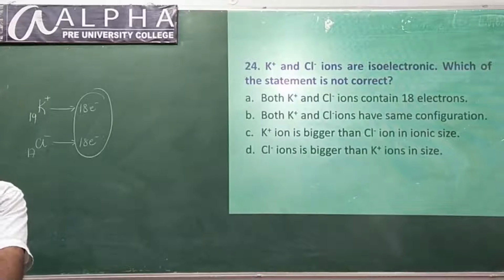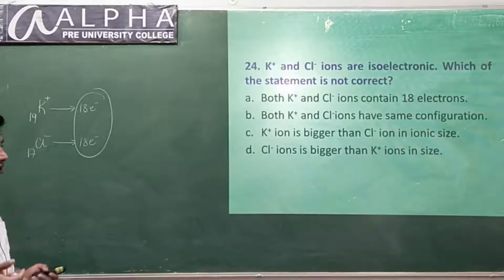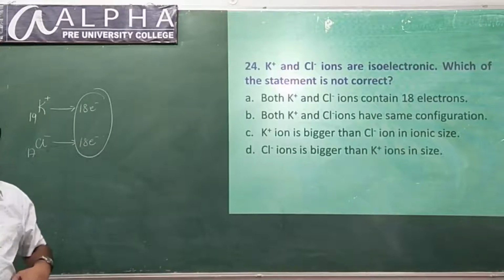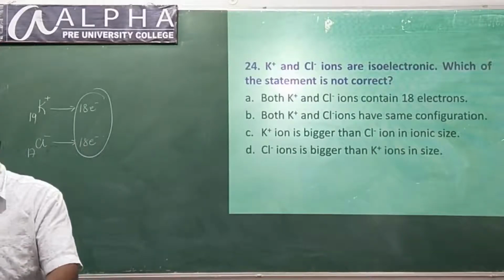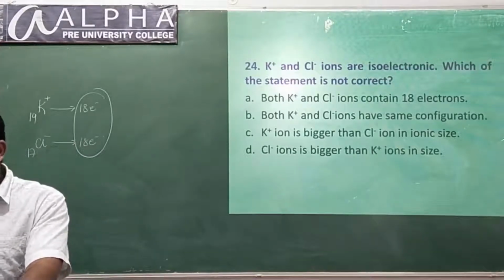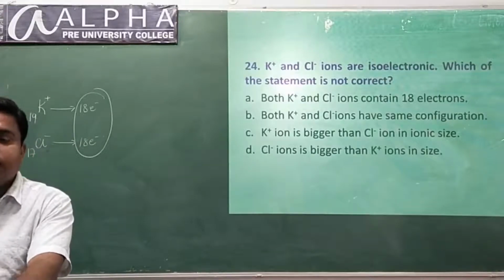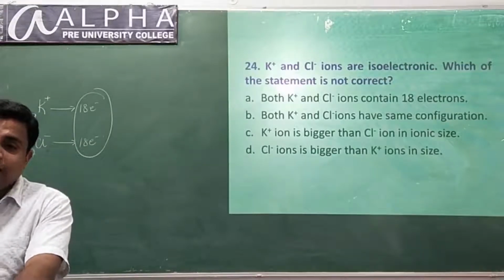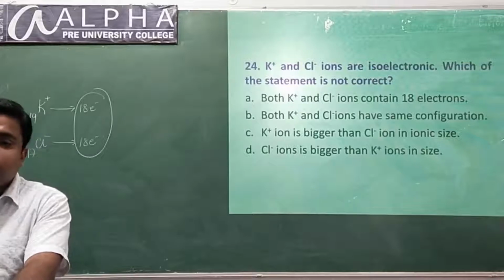Which of the following statements is not correct? Both K plus and Cl minus contain 18 electrons. Yes, it is correct, they have 18 electrons each. So option A is correct. Both K plus and Cl minus have the same configuration. If the number of electrons are the same, then definitely they are going to have the same electronic configuration.